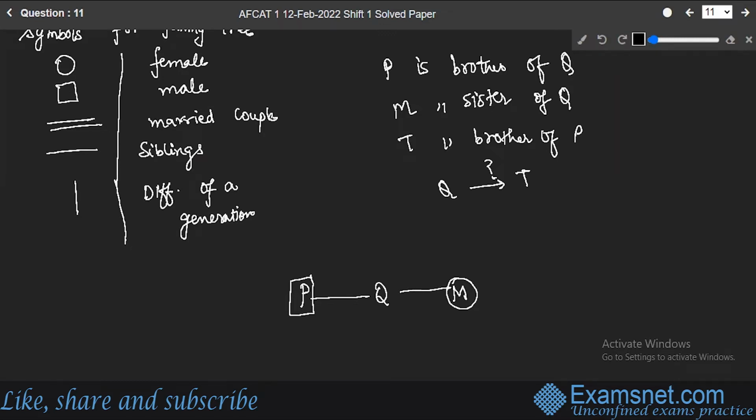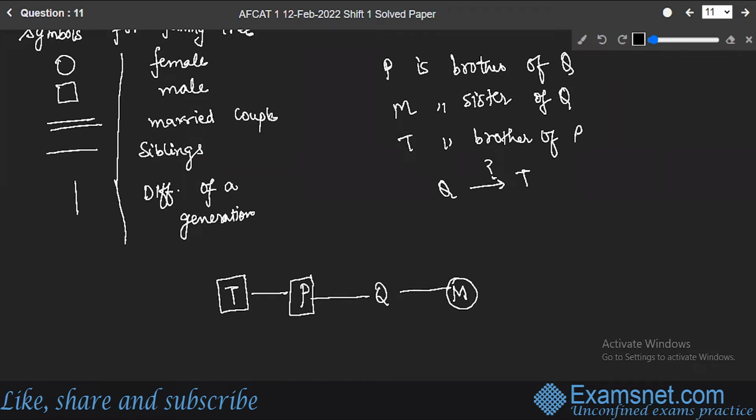T is brother of P, right? T is brother of P. So let's make T over here. It's a male because they are brothers. That means T and P are siblings. So I'll keep T over here like this. Now this is a family tree which I can see.